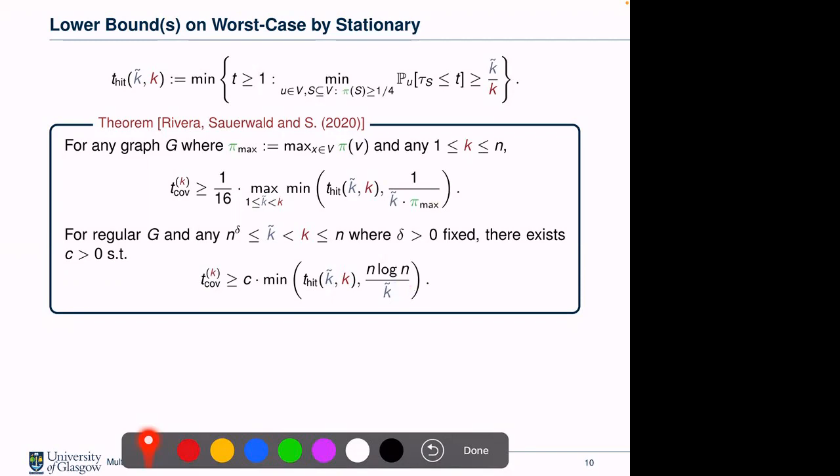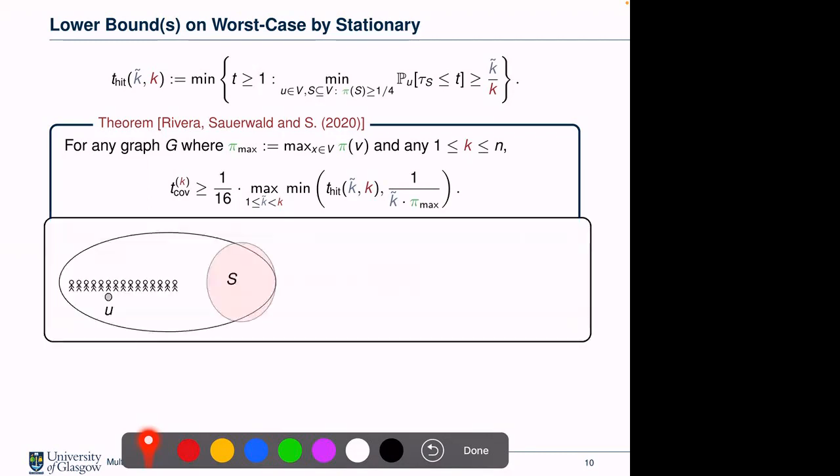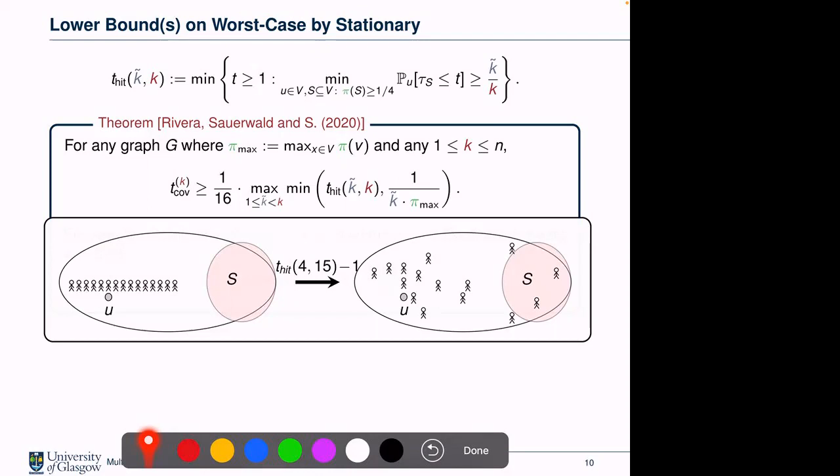We have these other quantities, and where do these come from? Okay, so again, you start your walks from the same place, and you run it for an amount of time, which is like the time to mix k tilde out of k. So after that amount of time, with some constant probability, at most k tilde of your k walks have actually hit this hard to hit set S. And you know that for the graph to be covered, everything in S has got to be visited.